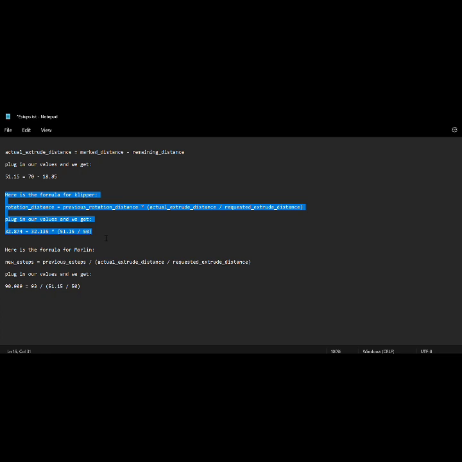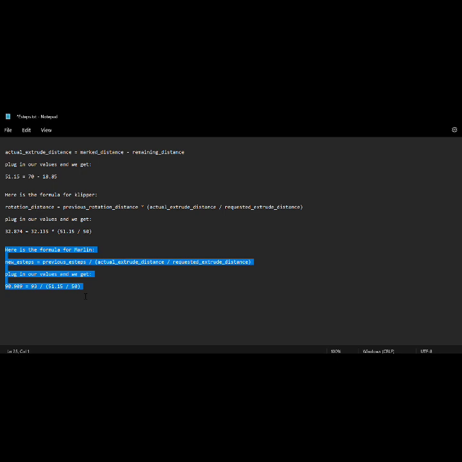For those of you that are using Marlin, there's a little bit of a different formula. It's not much different, but it is a little different. For Marlin, the formula is previous e-steps times requested extrude distance divided by actual extrude distance. So, using my values, you get 93 times 50 divided by 51.15. If I were running Marlin, 93 is what you're going to start with for your steps on your extruder. Generally speaking, I would get 90.909.